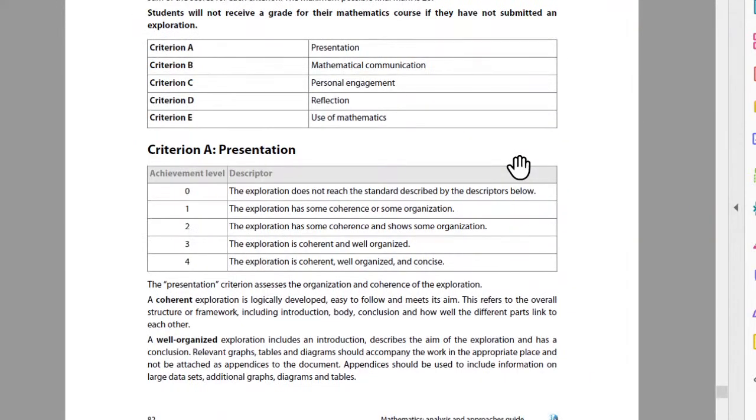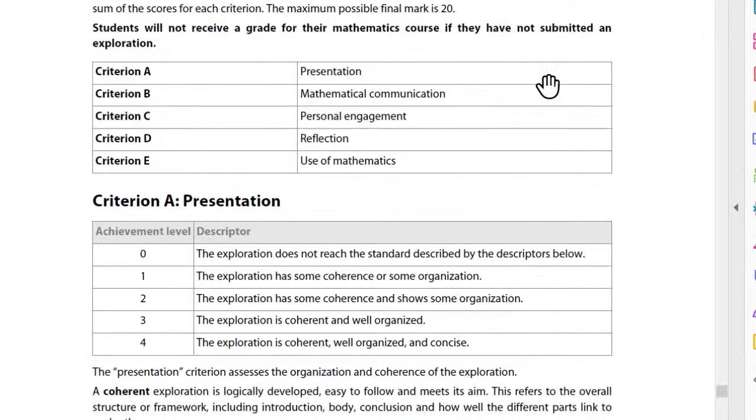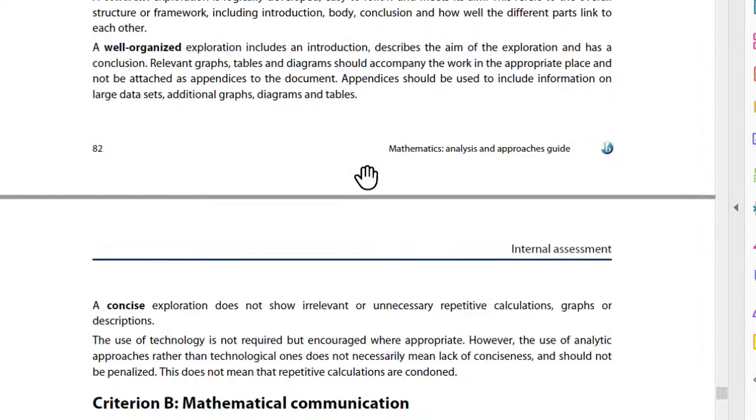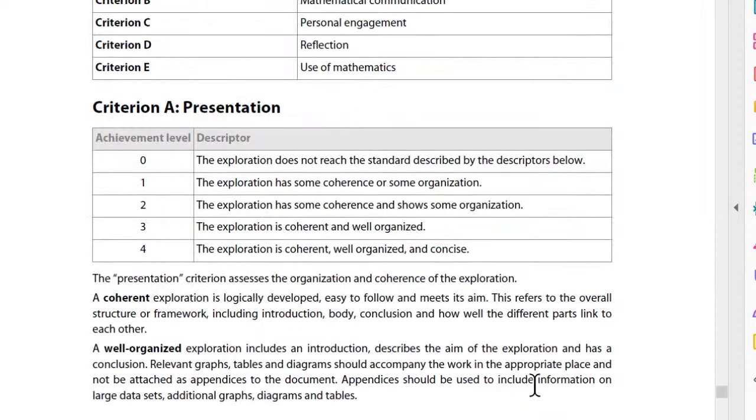Okay, let's look at the criterion. How is it? Okay, I'm going to make it bigger. Coherence and organization. Does not show irrelevant or unnecessary repetitive calculations, graphs, or descriptions. I think this is very coherent, well organized. It's not as tight. This could still be a 3.